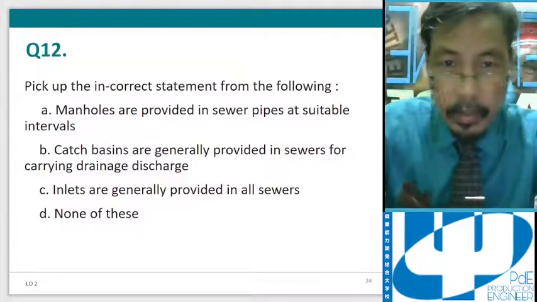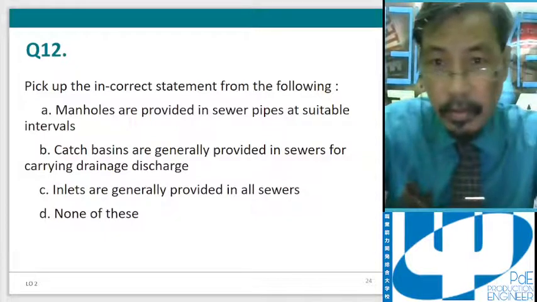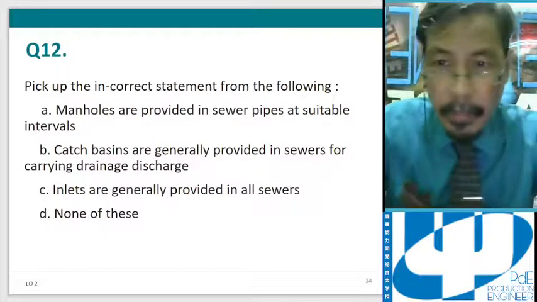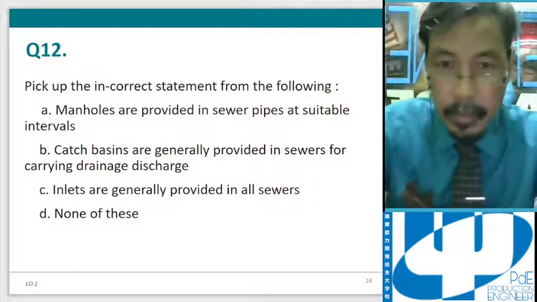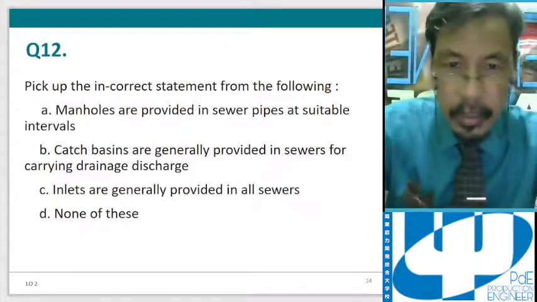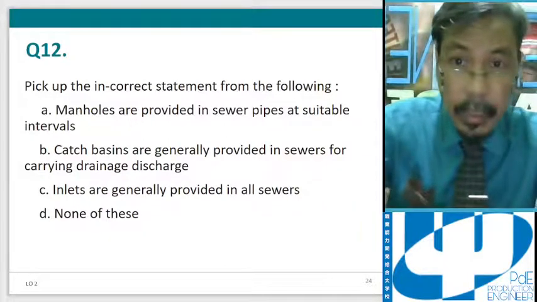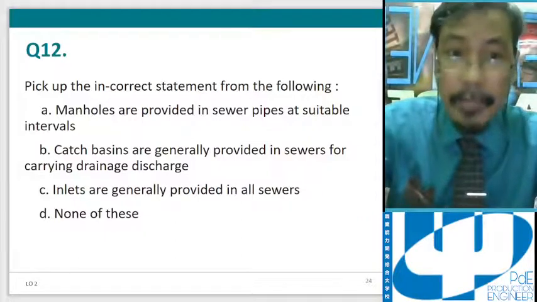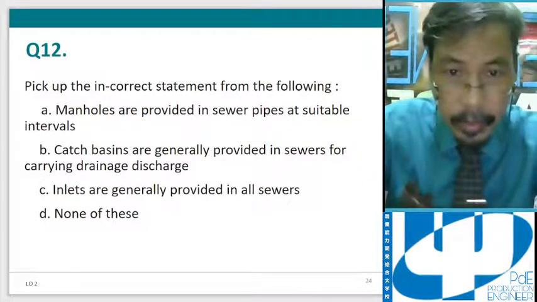Okay. Question 12. Pick up the incorrect statement from the following. Incorrect, meaning not correct. A. Manholes are provided in sewer pipes at suitable intervals. That is correct. B. Catch basins are generally provided in sewers for carrying drainage discharge. That is correct. C. Inlets are generally provided in all sewers. Inlets sometimes are provided, but not all the time. So maybe this is the wrong one. So C, letter C.